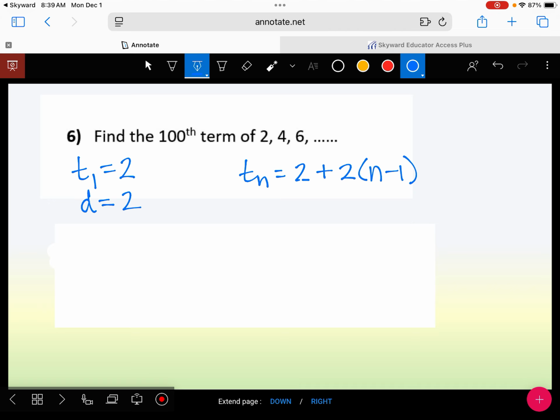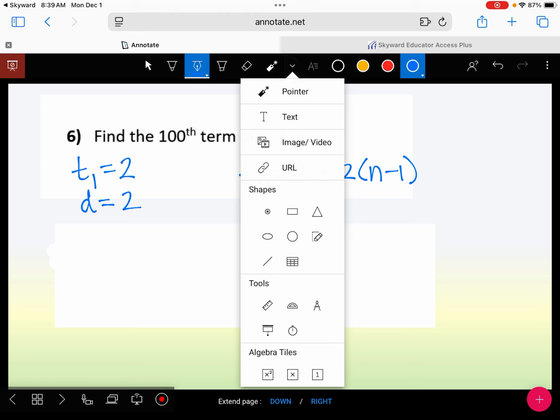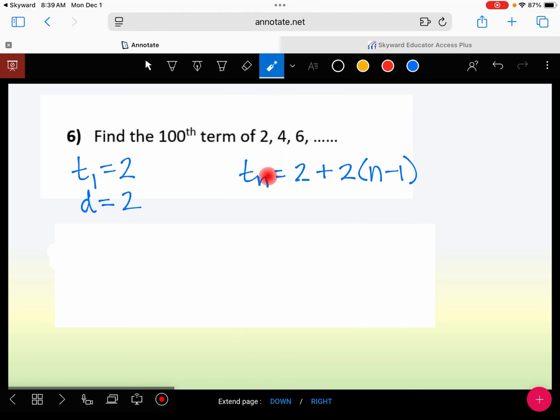So to find the 100th term, where am I going to put the 100? Is the 100 T sub n, or is the 100 just n? It's just n. So to find the 100th term, it would be 2 plus 2, parentheses, 100 minus 1. Go ahead and type that in your calculators.